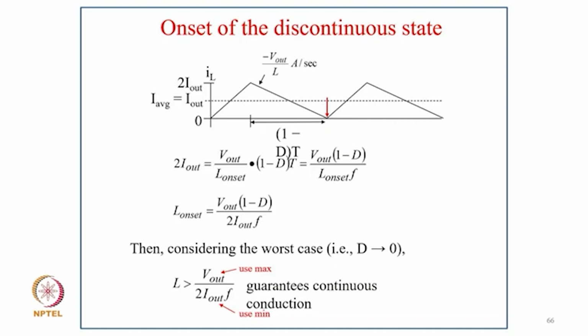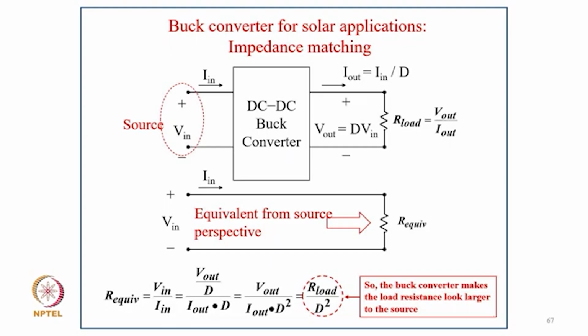So you can find out 2 I out equal to V out upon L onset into (1 minus D) T, or L onset equal to V out (1 minus D) upon 2 I out into F. That is the boundary condition of the inductor. Then considering the worst case, D goes to 0, so L will be much larger than V out upon 2 I out F, which guarantees the continuous conduction.